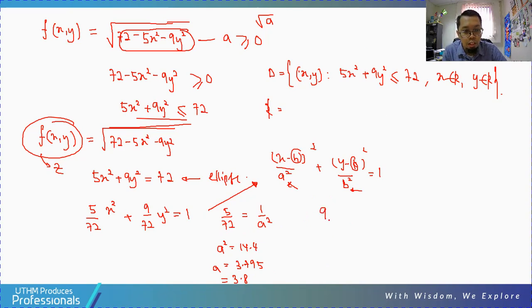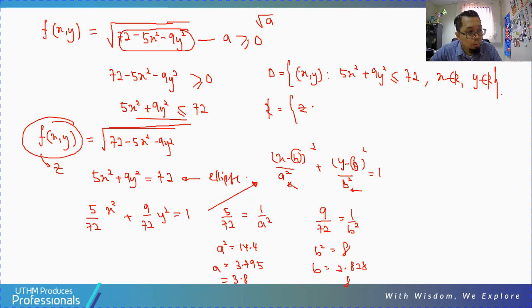For the b, 9/72 equals 1 over b². So b² you will get by 72 divided by 9, which gives 8. So b equals 2.828. So the possible output is this Z.